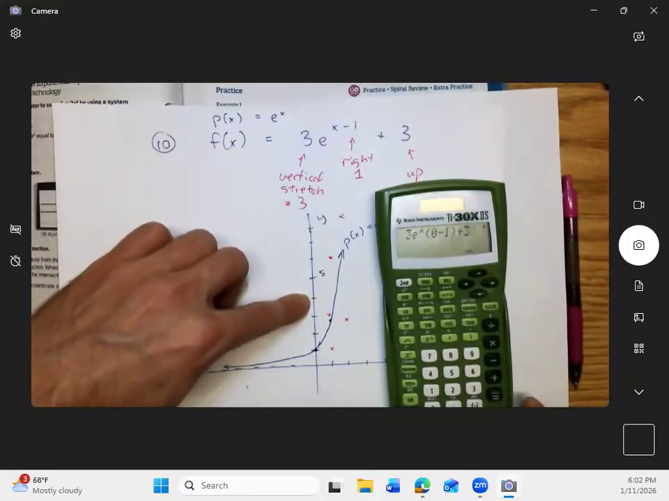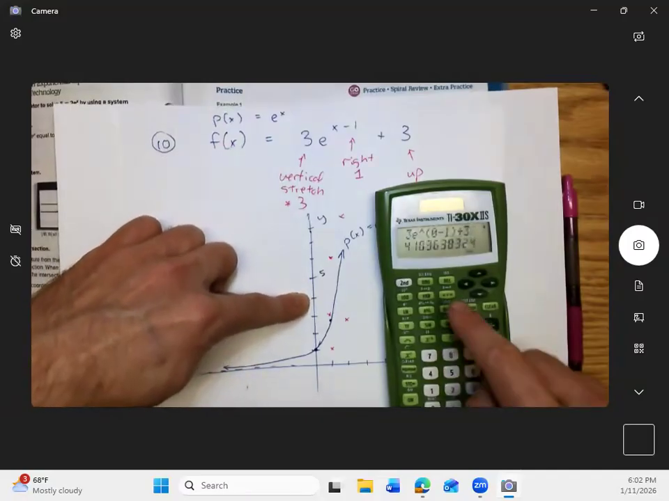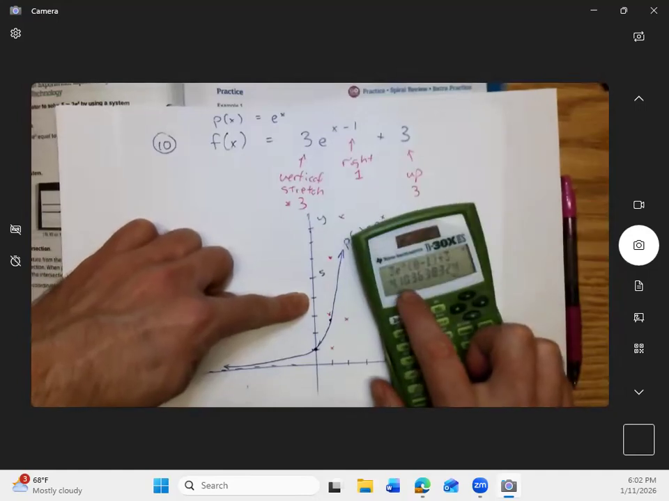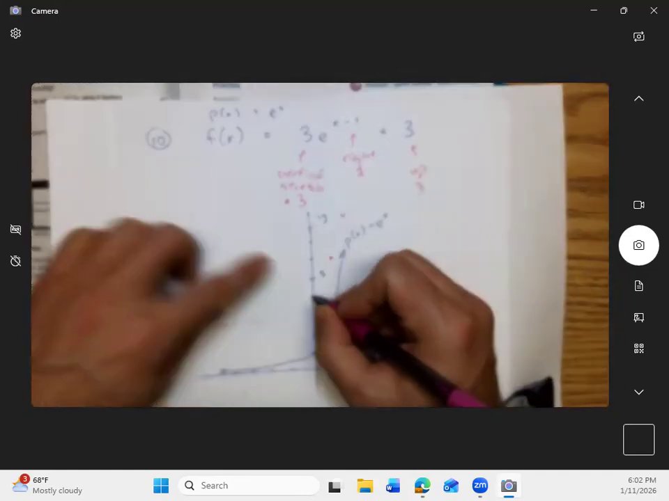I'm going to make a guess. It's probably somewhere around 4-ish. Oh yeah, 4.1 something something. Okay, and it's a funny decimal, 4.10 something something. So that's right about here.